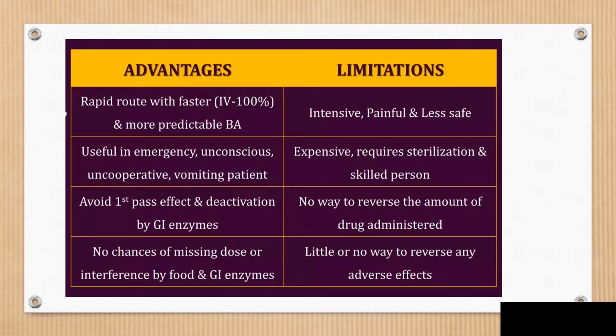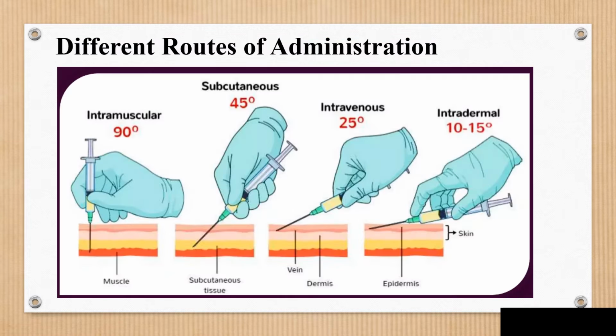Now we come to the advantages and limitations of parenterals. Advantages: firstly, it is a rapid route of administration, and the drug gets dissolved inside human blood very easily. It avoids first pass metabolism, avoiding liver metabolism and deactivation by gastrointestinal enzymes, because of which there is no interference by food or gastrointestinal enzymes. What are the limitations? It is intensive, expensive, requires sterilization and a skilled person to inject. There is no way to reverse the amount of drug administered, following zero order kinetics, and little or no way to reverse any side effects.